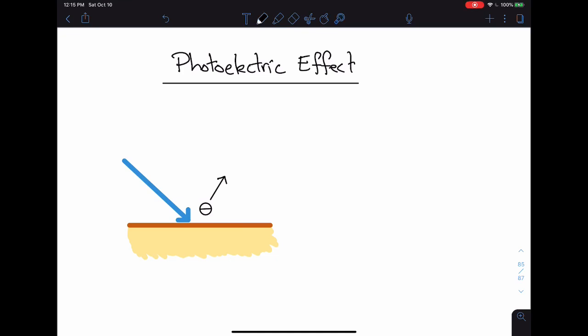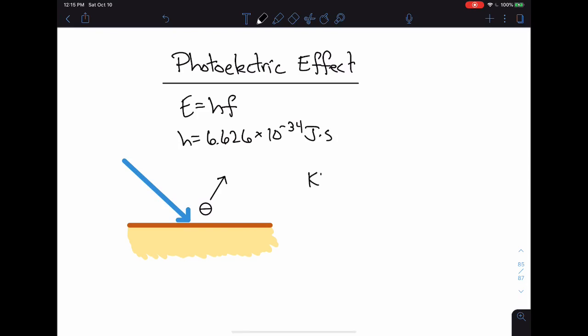What are those amounts? Well, it turns out the formula is E equals hf. So E is the energy of a photon, f is the frequency, and h is known as Planck's constant. It has a value of 6.626 times 10 to the negative 34th joule seconds. And what Einstein showed is that the max kinetic energy that an electron will have is equal to the photon energy minus what is known as the work function. The work function is how much energy is needed for the electron to break free.